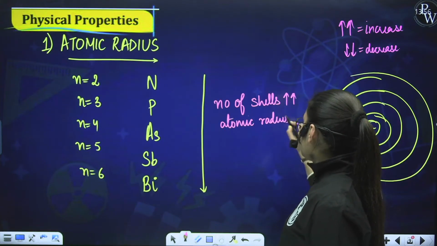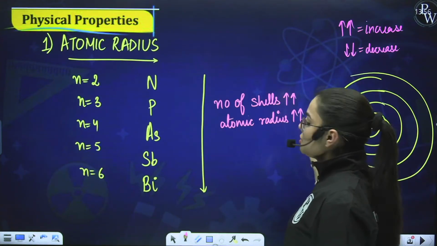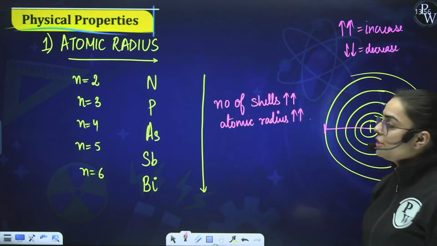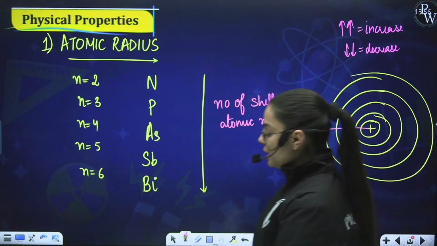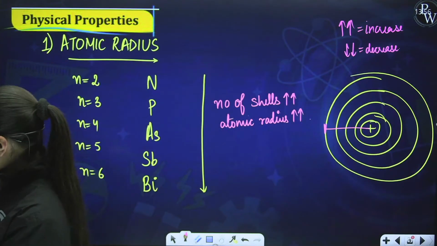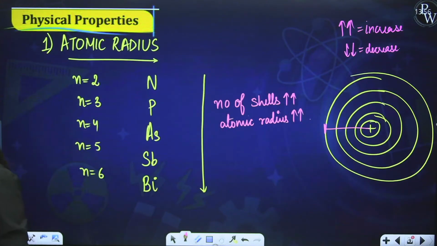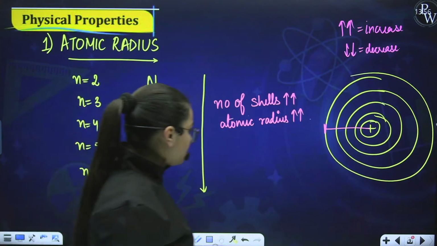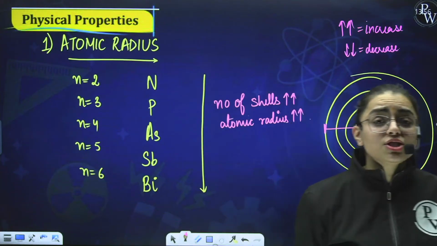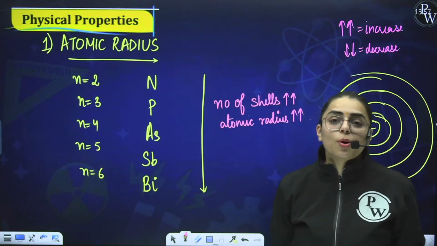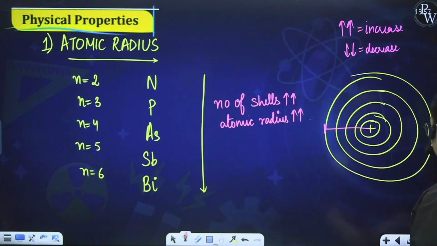The atomic radius will also increase. I guess this is clear to you, right? Kindly write it down so that we can move on to our next concept and we can read it from NCERT as well. Kindly write it down. See, this was the very simplest property that we need to know, right?